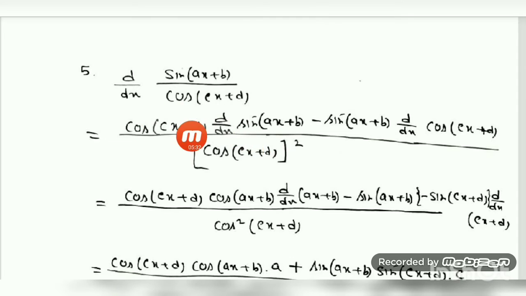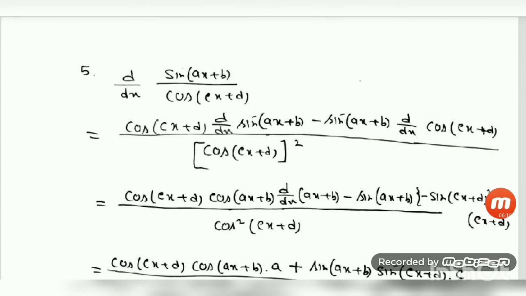v d/dx of u, that is cos of cx plus d into d/dx of sine of ax plus b, minus u d/dx of v, that is sine of ax plus b into d/dx of cos of cx plus d. Cos of cx plus d, keep it as it is. d/dx of sine x, thinking of this as x, we can apply the sine x formula. So the sine x formula is cos x, so cos of ax plus b. But as you have thought of this portion as x, take the derivative of that portion. Similarly, for the second part, sine of ax plus b, keep it as it is. Use the formula for cos x, thinking of it as x. The derivative of cos x is minus sine x, so sine of cx plus d. Think of this portion as cx plus d, so take the derivative of this portion.